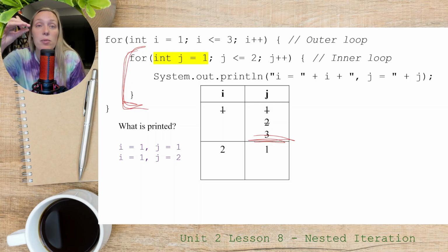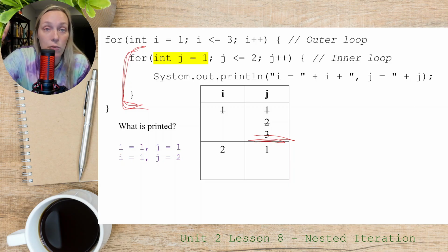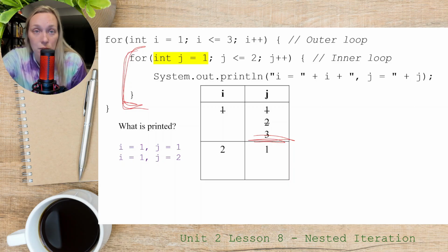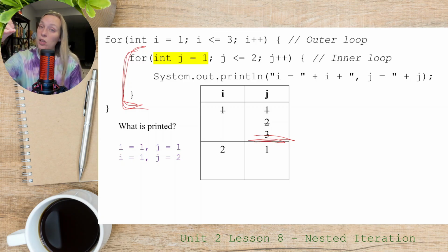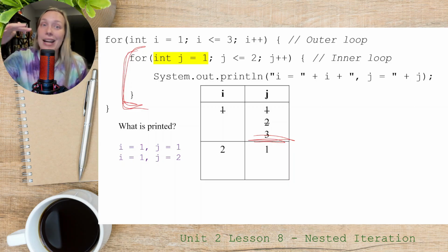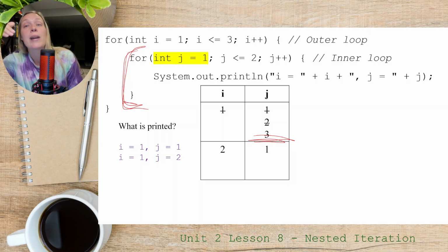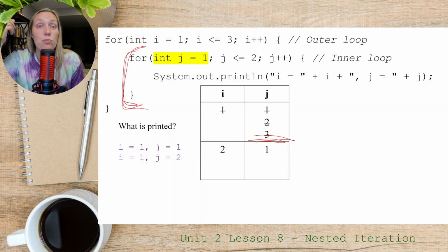Any variable that's declared inside my for loop, which includes inside the for loop header, is a local variable only, so I can only use it inside the loop. Once I exit the loop, it's garbage collected and it's no longer in memory. That's why when I enter the inner loop again right here, I have to redeclare it: int j equals 1, and it starts off as 1 again.